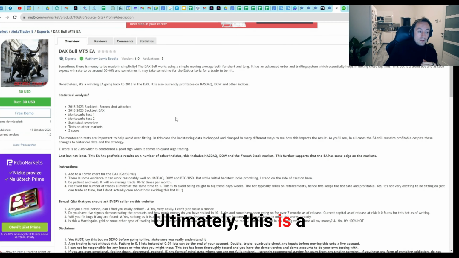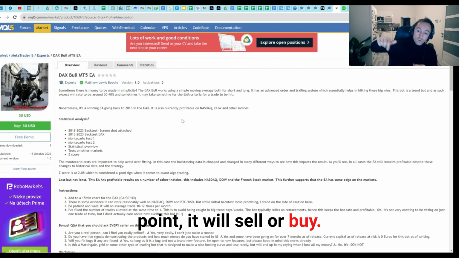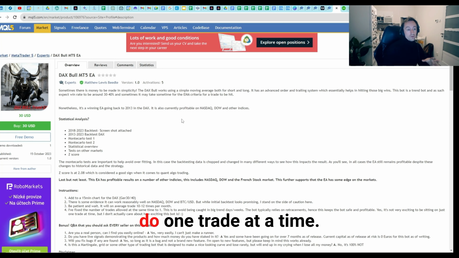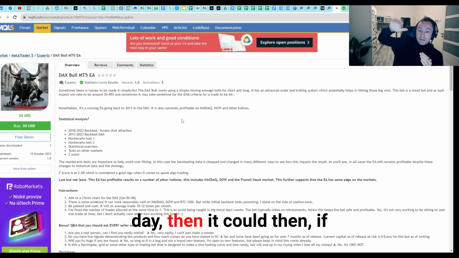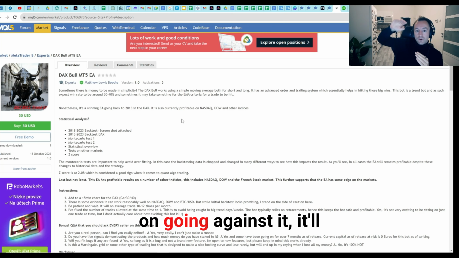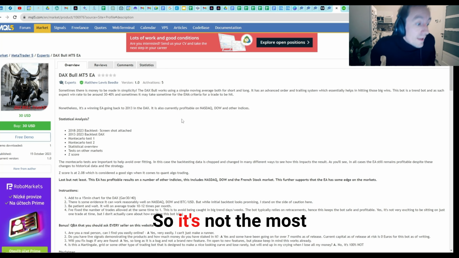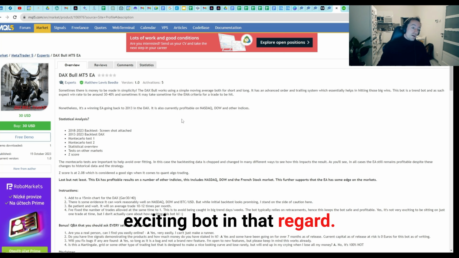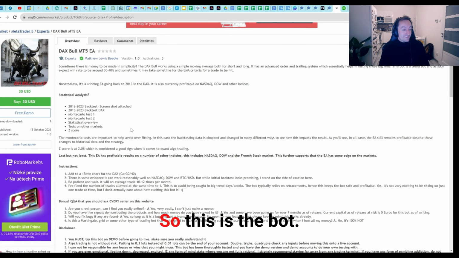Ultimately, this is a retraction type bot, as in it's looking at retracements. When the SMA hits a certain point, it will sell or buy. Therefore, it is programmed to only do one trade at a time. That's deliberate, because if you go into a trend day, and the market keeps on going against it, it'll keep on going and going, and it will no longer be profitable. So it's not the most exciting bot in that regard. It will probably only make a few trades per week, but if it ends up making you money, do you care? So this is the bot.